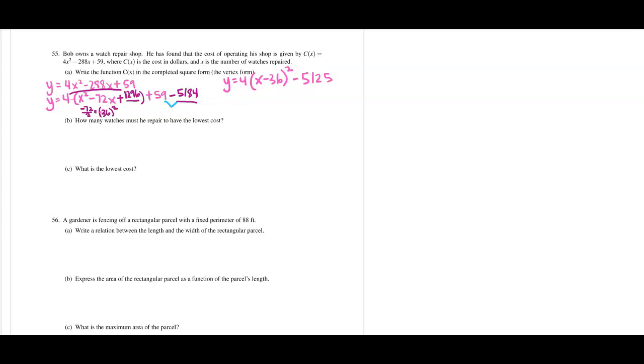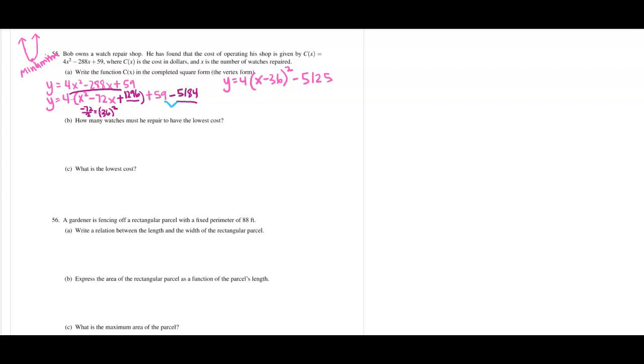Okay, so now it's in vertex form. Now we're going to try and make sense of what this is talking about. So this is a right side up parabola because that leading coefficient's positive. So I know it's going to be going upwards like this. That means that the vertex of this is going to be a minimum.